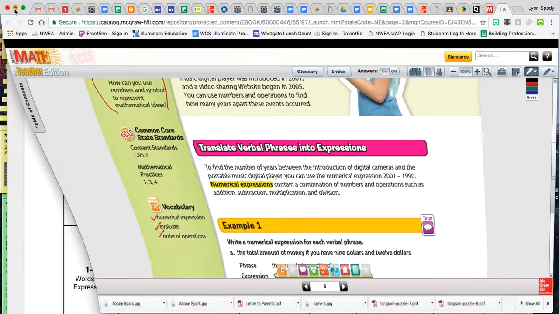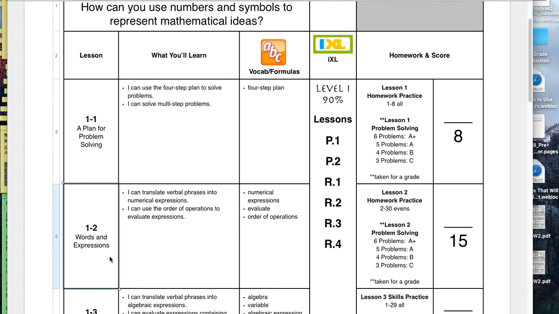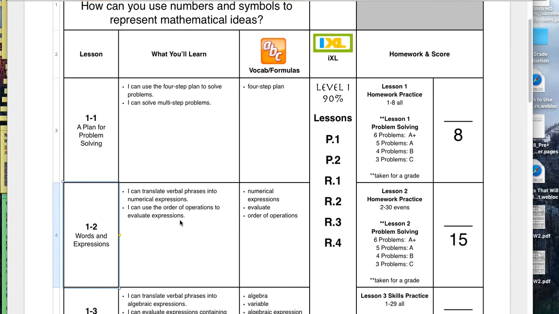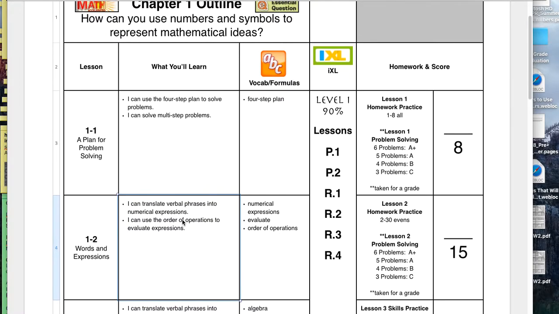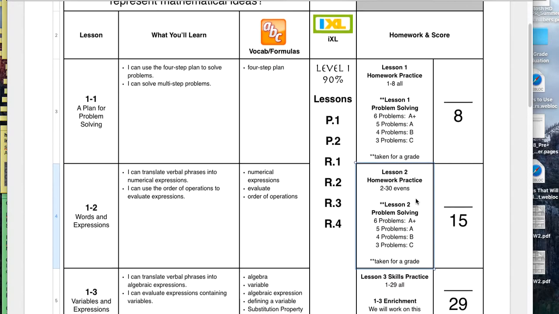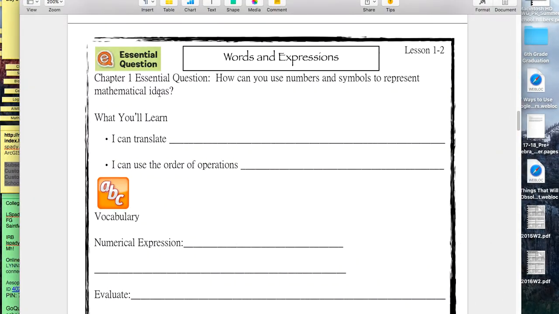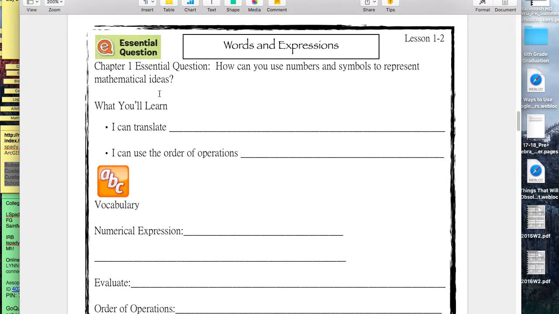Just showing you really quickly on your Chapter 1 outline, you have Lesson 1-2, Words and Expressions. Your I can statements you can copy right from this outline or look in your textbook. Your 3 vocabulary words, and then your homework for lesson 2 will be the homework practice worksheet 2 through 30 evens, and then the problem solving worksheet. Also reminding you that you have your note sheet to complete every day.